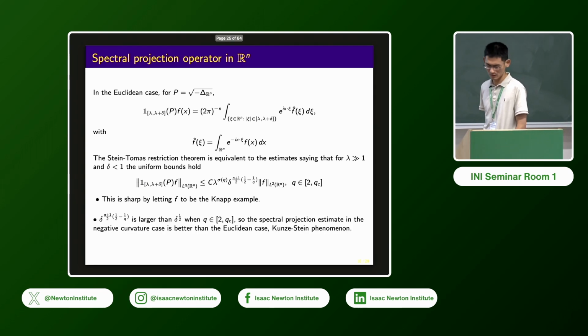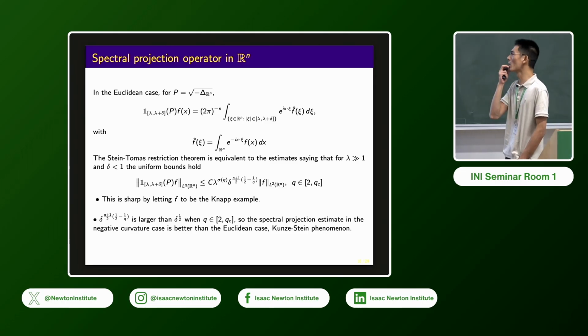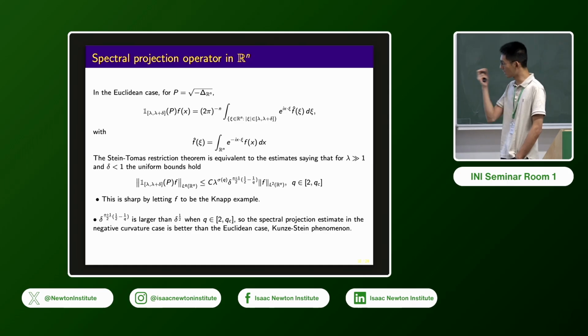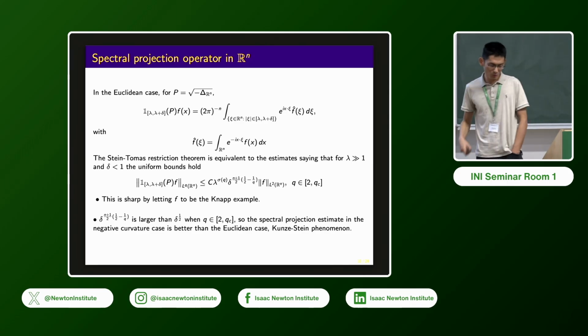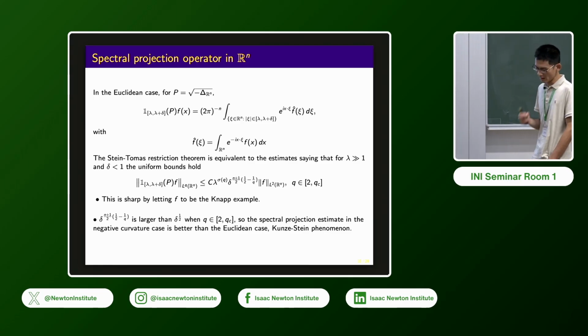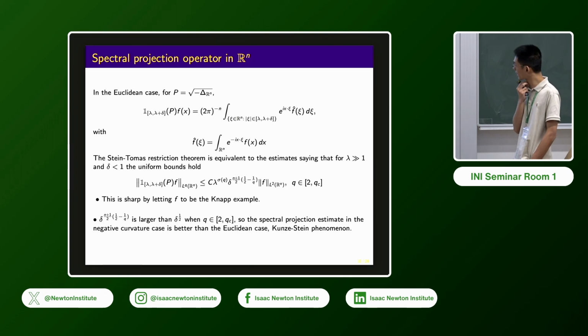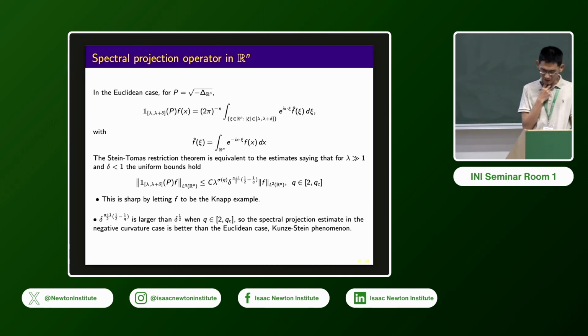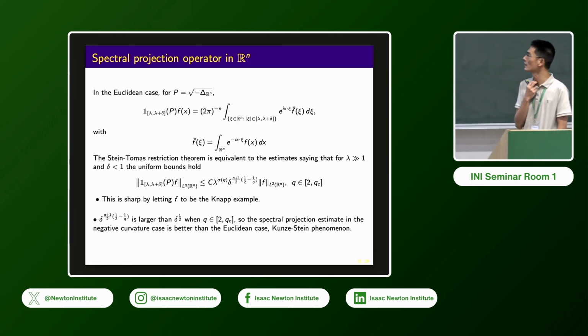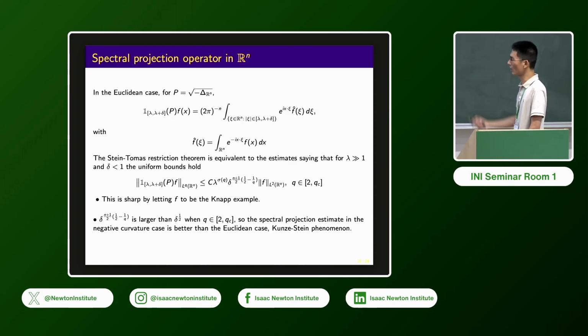And if we compute the powers, delta to this power is slightly worse, in terms of the gain, than delta to the 1/2. So we can roughly say that the spectral projection estimate in the negative curvature case is better than the Euclidean case. And this is related to the Kunze-Stein phenomenon, where they studied convolution operators on Lie groups, such as hyperbolic spaces. And they found it's easier for a convolution operator to be L^p to L^p bounded compared with Euclidean space. So we'll also come back to this later.